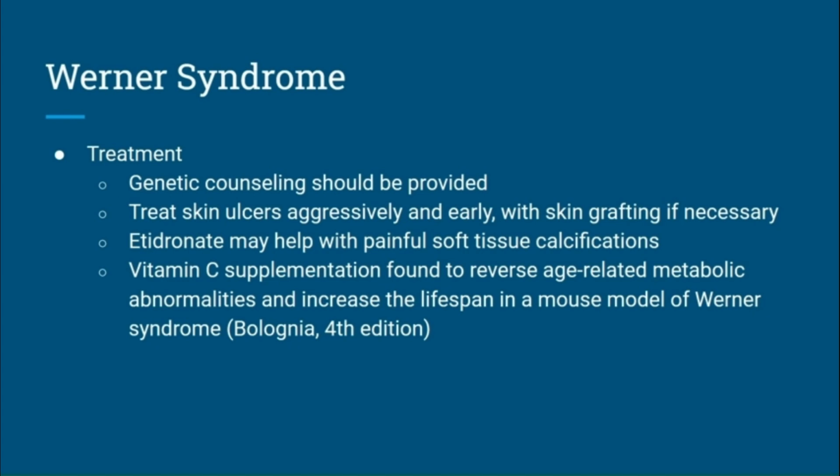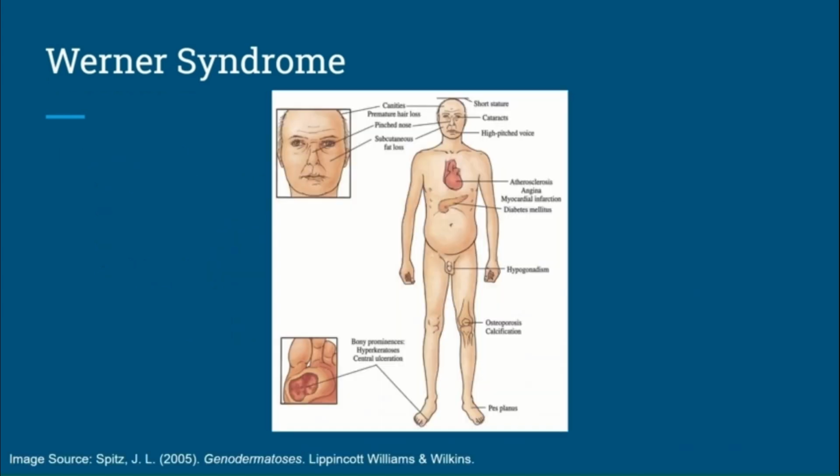Treatment here, you'll have genetic counseling, which should be provided. You could treat skin ulcers aggressively and early, and might even need skin grafting. Sometimes you can use etidronate as a modification for painful soft tissue calcifications. Vitamin C might be helpful to reverse age-related metabolic abnormalities, but that's typically from a mouse model and hasn't been proved in humans quite yet.